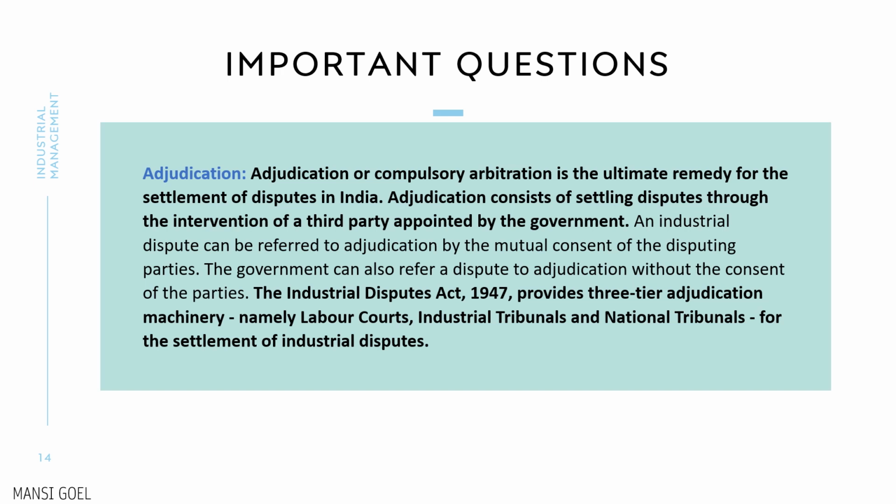Adjudication. Adjudication or compulsory arbitration is the ultimate remedy for the settlement of disputes in India. Adjudication consists of settling disputes through the intervention of a third party appointed by the government. An industrial dispute can be referred to adjudication by the mutual consent of the disputing parties. The government can also refer a dispute to adjudication without the consent of the parties. The Industrial Disputes Act, 1947, provides three-tier adjudication machinery, namely labor courts, industrial tribunals and national tribunals, for the settlement of industrial disputes.